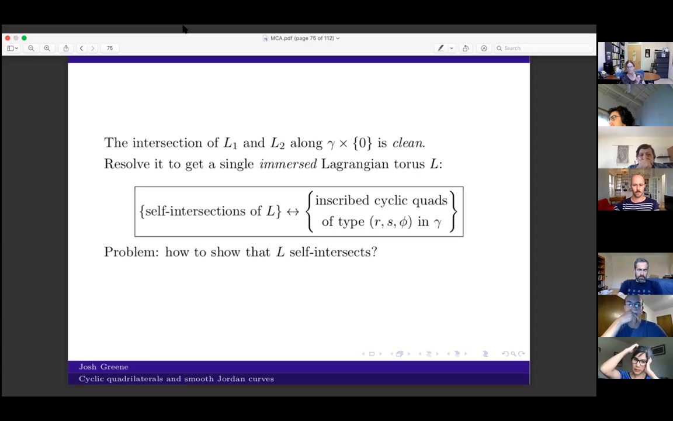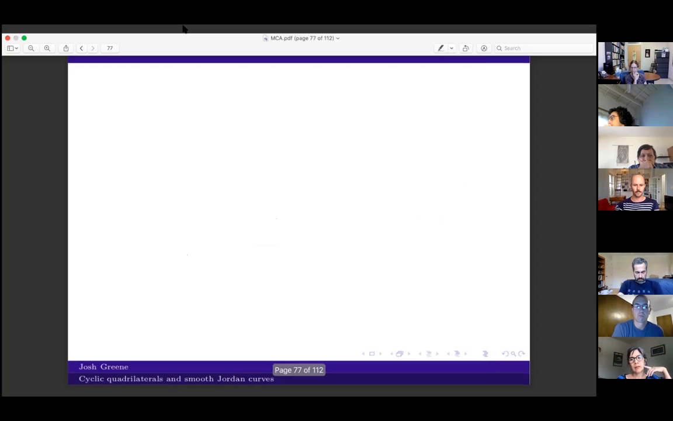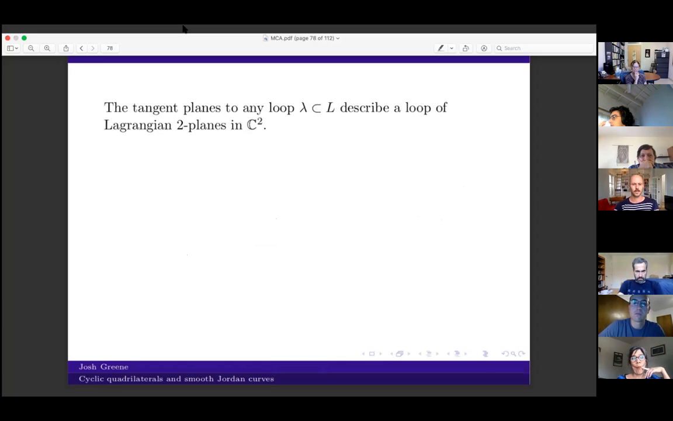And the reason that's true is to do with a very basic invariant of Lagrangian submanifolds in symplectic manifolds called the Maslov class. I know I just have a couple minutes here, but I'm nearly finished. So to describe it, you have your immersed Lagrangian L. Forget about where it came from for a moment. If you take a loop on L, you get a loop of tangent planes along L, and those are all Lagrangian planes by construction. So you get a loop of Lagrangian two-planes in C2 attached to any loop on the immersed Lagrangian.